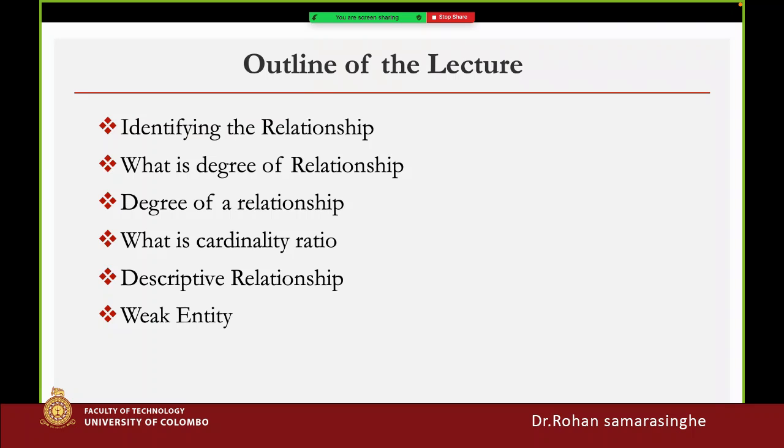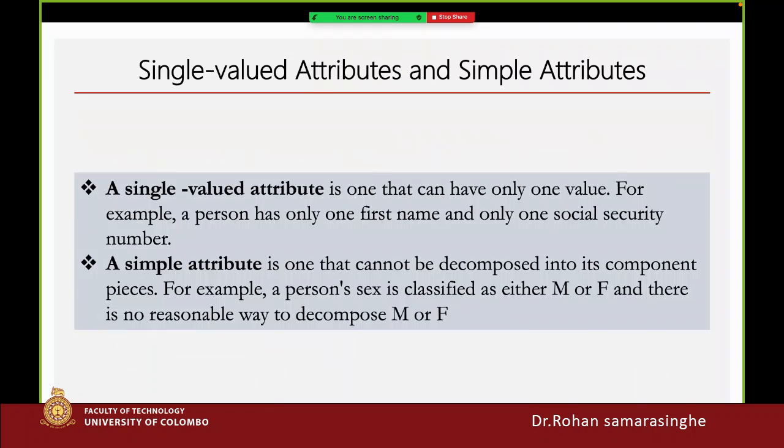So let's see single value attributes and the simple attributes. You have to understand the difference between these single value attributes and the simple attributes, which we had in the last lesson. A single value attribute is one that can have only one value. That only one value. This is very, very important. For example, a person has only the first name and only the social security number. For an example, identity card number.